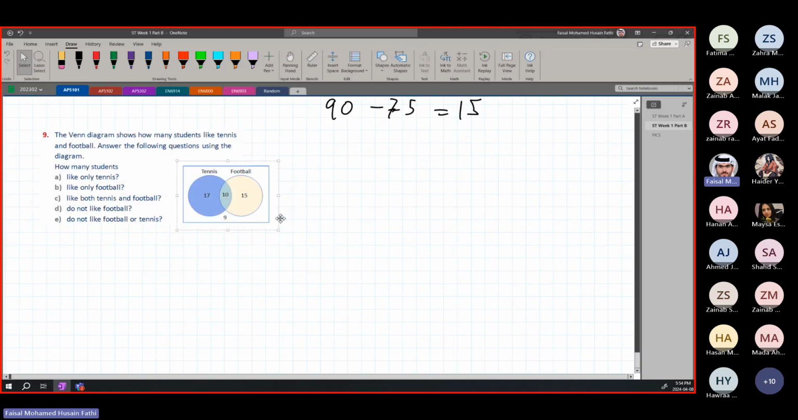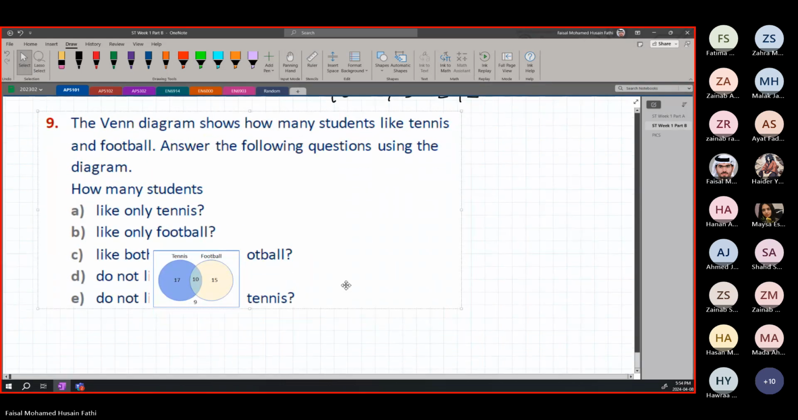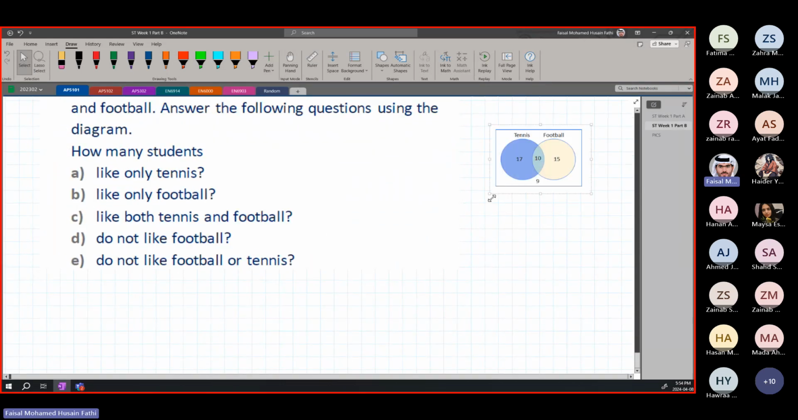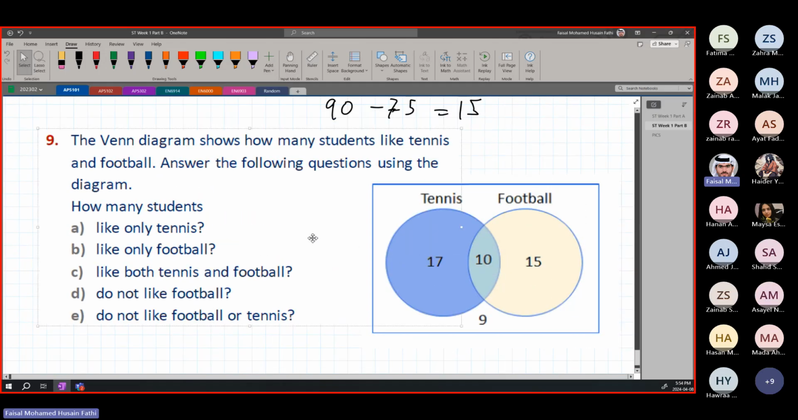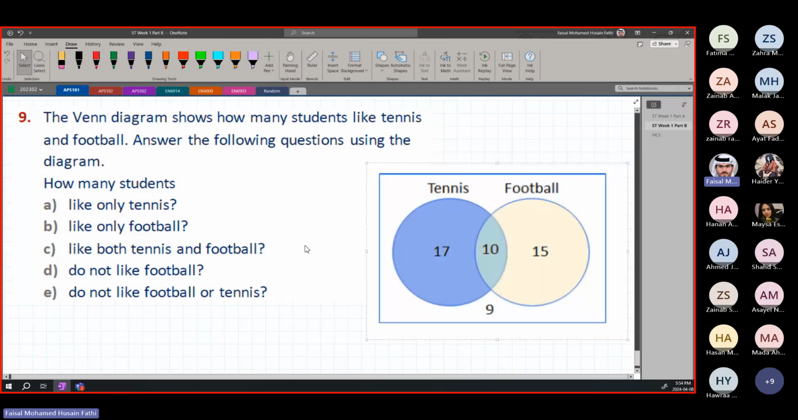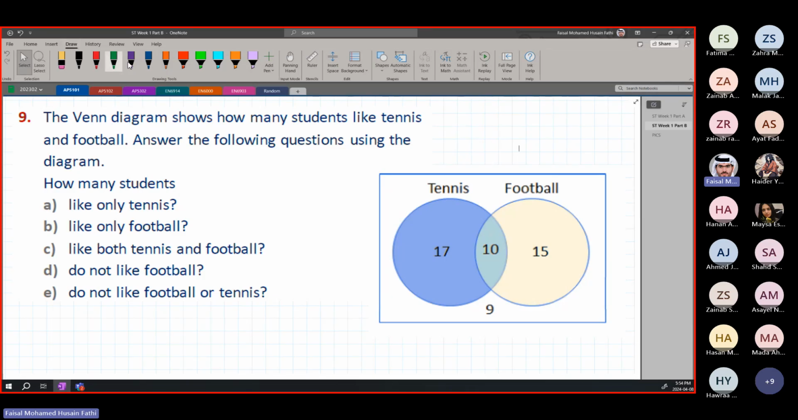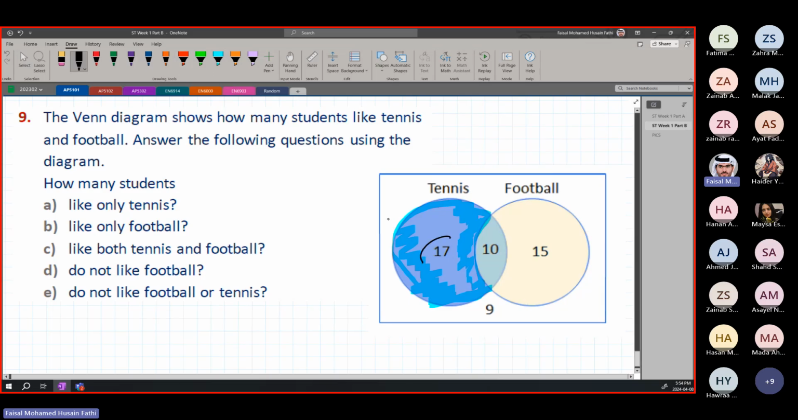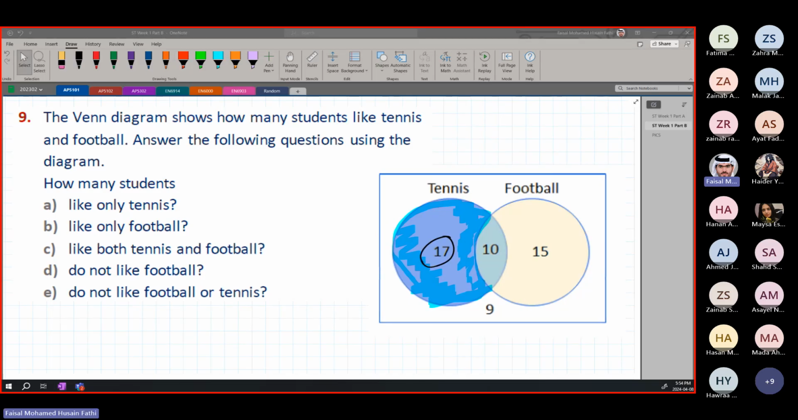Now, we have this question and this Venn diagram that was given with it. So we have this Venn diagram shows how many students like tennis and football. Answer the following questions using the diagram. How many students like only tennis? Only tennis. And then, so we want the students that like only tennis. The people that like only tennis are within this shaded area. These are the people that will only like tennis. So how many people are there? There are 17 people, right? So it is 17.